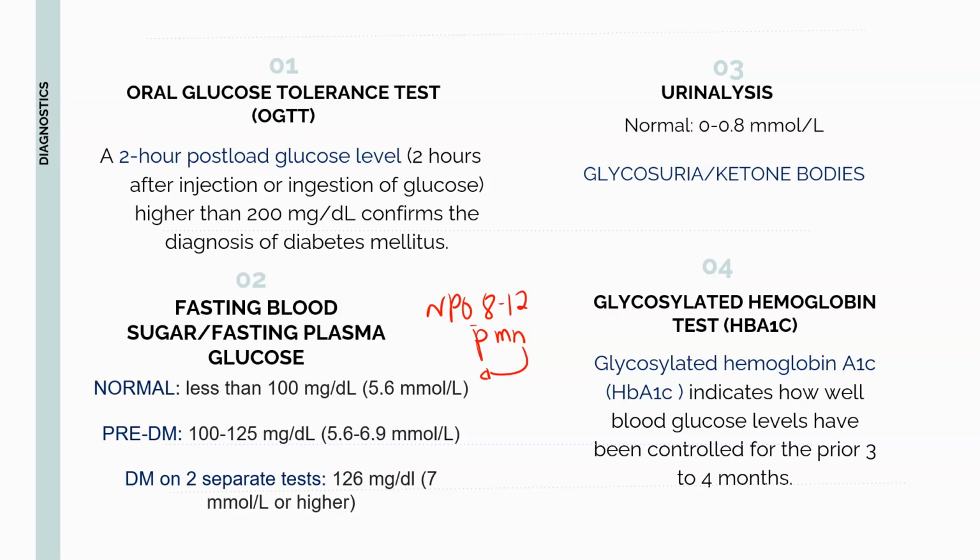This is not the same as our CBG monitoring, this is different. Your CBG monitoring is only in your peripheral, but this one needs blood samples taken, more than the ones you stick in your finger pads. So pre-diabetes, you have 100 to 125 milligrams per deciliter. The range in millimole is 5.6 to 6.9 for pre-diabetes.